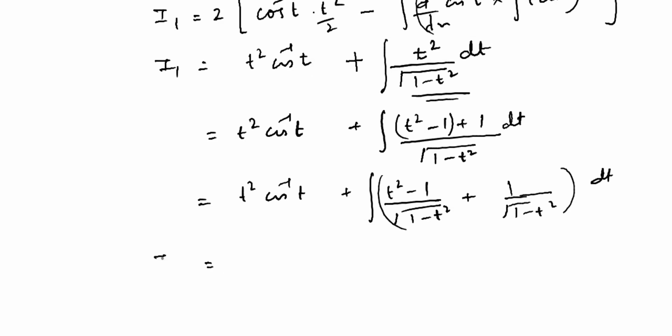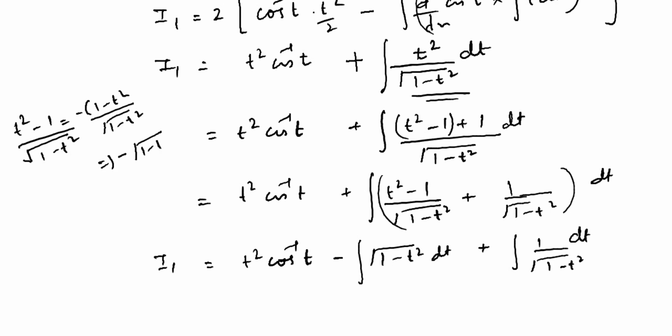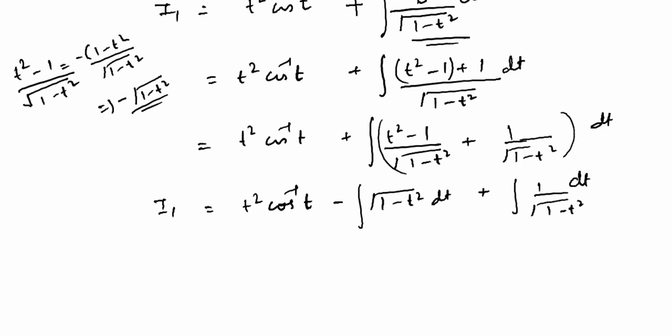Okay, so I1 will be equal to t square cos inverse of t minus integration of under root of 1 minus t square dt plus integration of under root of 1 minus t square dt. Here we should know this, that we have been given t square minus 1 upon under root of 1 minus t square. So this will be equal to 1 minus t square upon under root of 1 minus t square. So this will be equal to minus of under root of 1 minus t square.